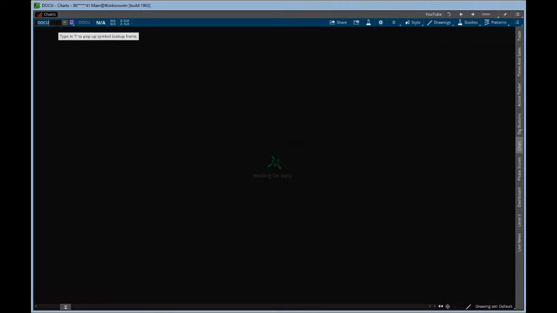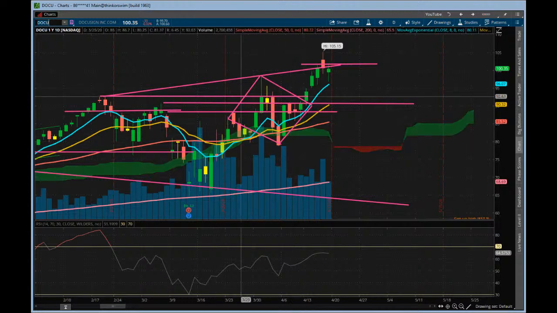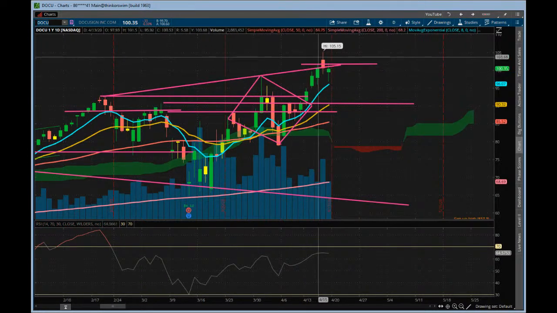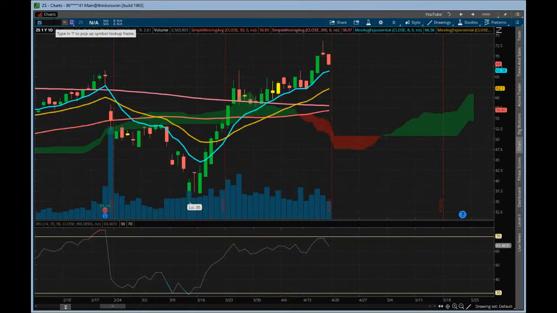Docu. Okay, Docu is an interesting one, right? It took that diamond pattern up, which is pretty cool. It got out of the megaphone high right here. Gave you a spinning top, pulled back again, but it's still holding its 80 MA, so it's got some potential strength there.